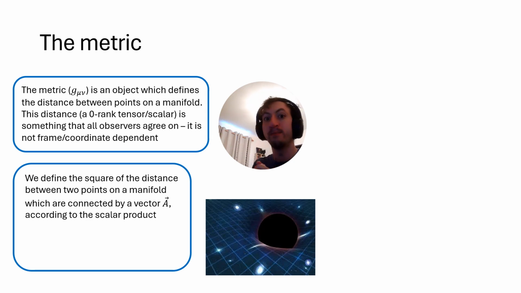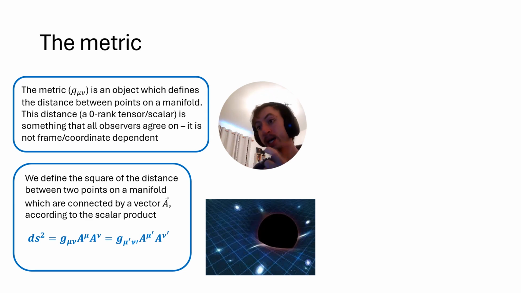A could also be a vector which we could use to find the size of vectors, like for velocity. But we can use A and our metric to find distances on our manifold. So the distance squared is given by this equation, which involves our metric.